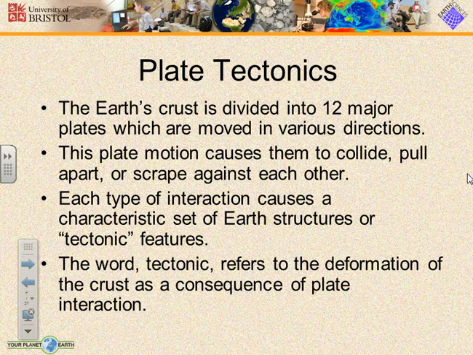Each one of these unique interactions causes a characteristic set of Earth structures or tectonic features. In some places, you will find rift valleys, underwater mountain ranges, and other places you'll find volcanoes. And if you've ever wondered why a volcano exists in the middle of the Pacific Ocean, you're going to learn that today too. Because there's not a plate boundary in the middle of the Pacific Ocean, but you're going to learn why that is.